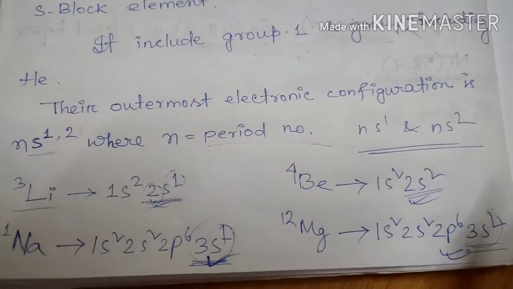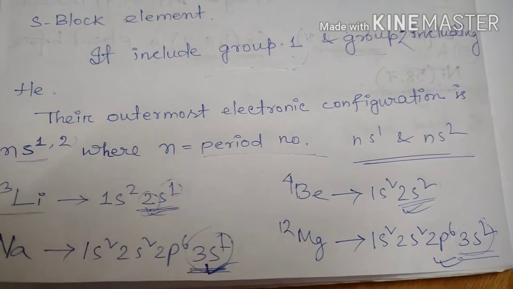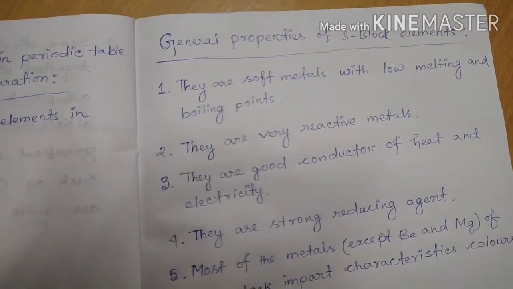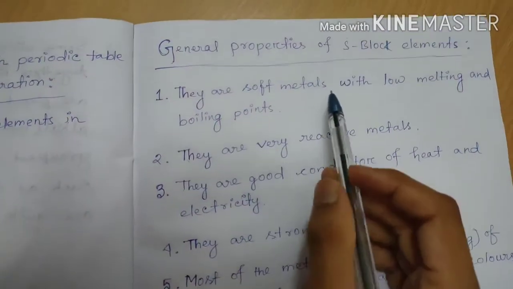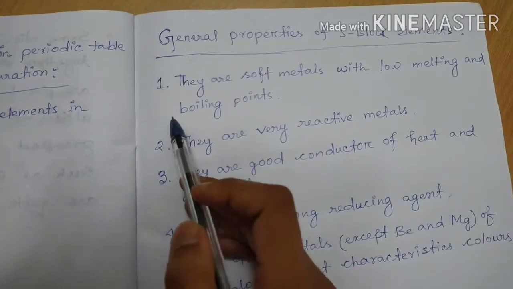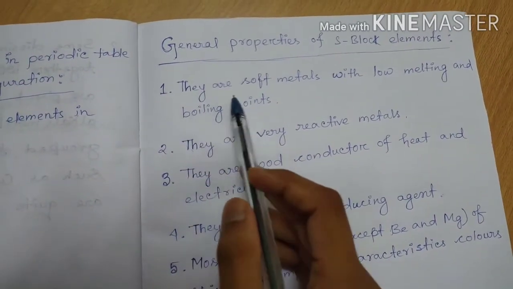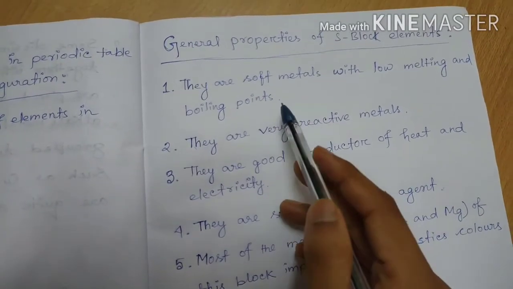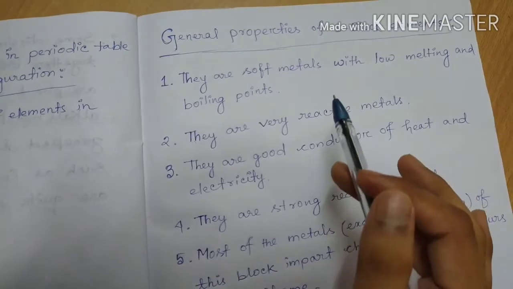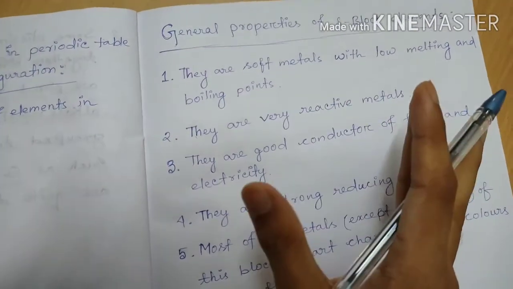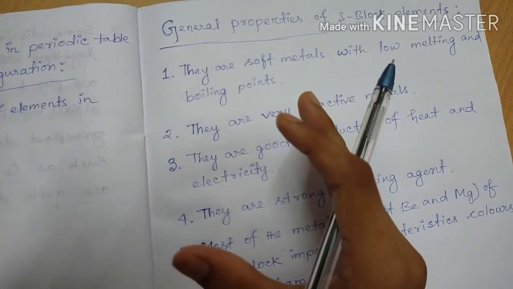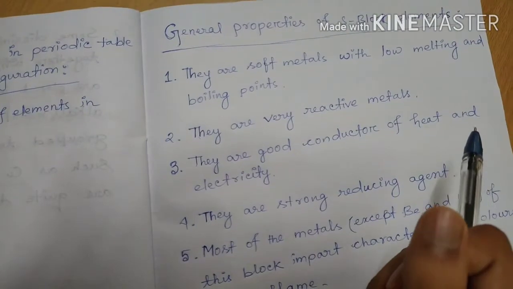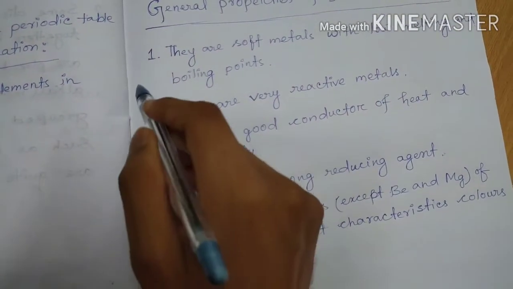So now come to the properties of s block elements. What are the properties of s block elements? You see the general properties. Number one, they are soft metals with low melting and boiling points. That is, s block elements are very soft, and they have low melting points and boiling points. This is the number one property.